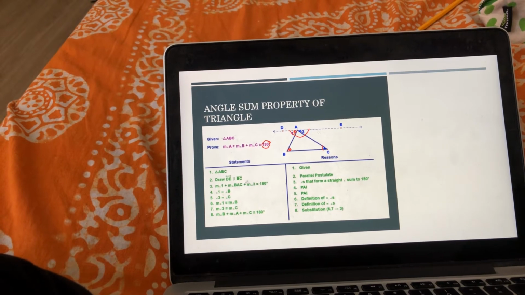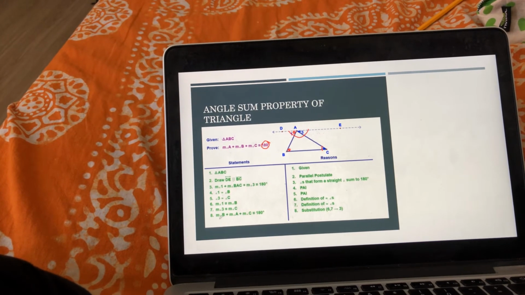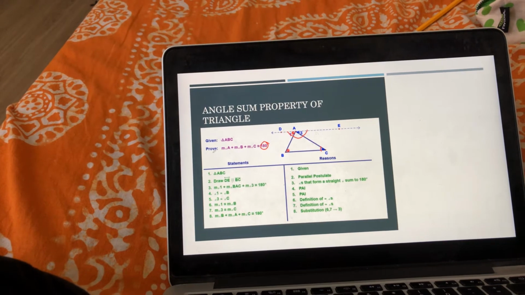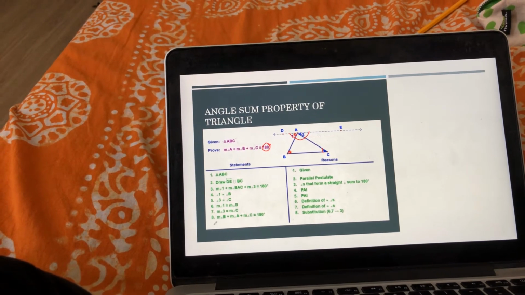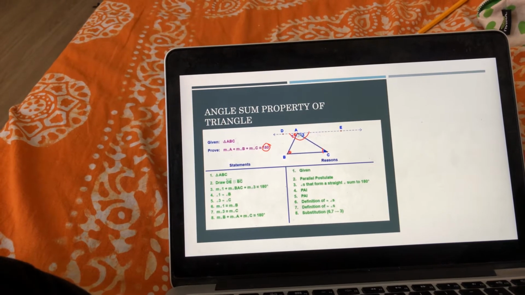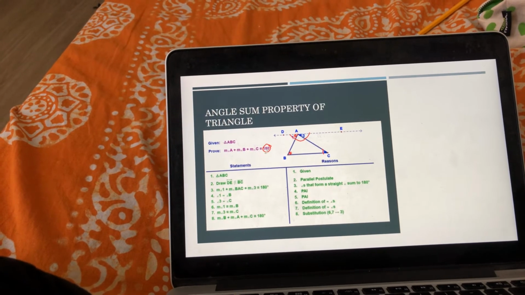But we already know that 1 plus A plus 3 equals 180 degrees. So substituting these two, we get angle A plus B plus C equals 180 degree. So this is what we were supposed to prove and we have proven. So angle sum property of a triangle is nothing but the sum of the measurement of the angles of the triangle must be equal to 180 degree.